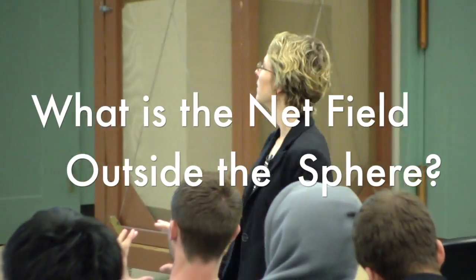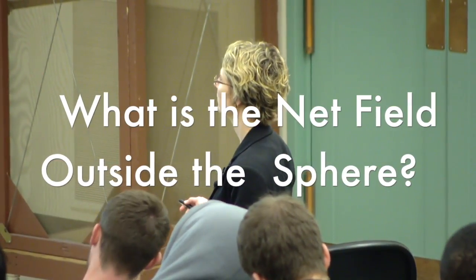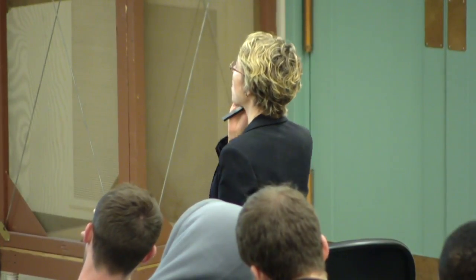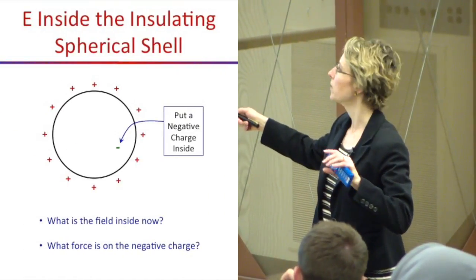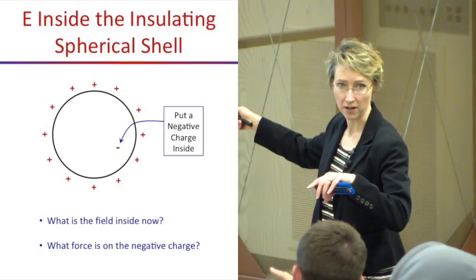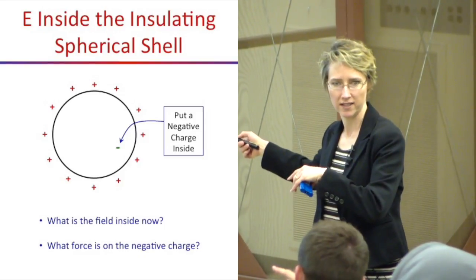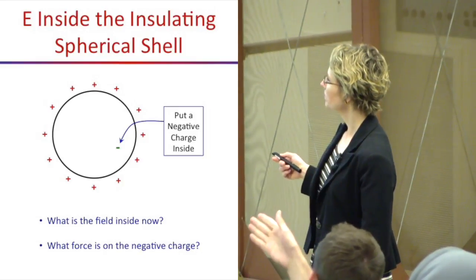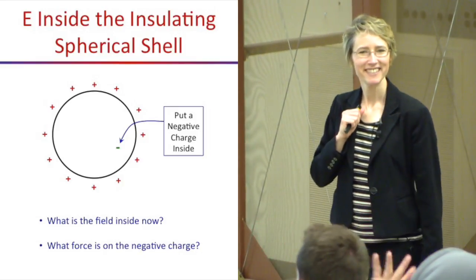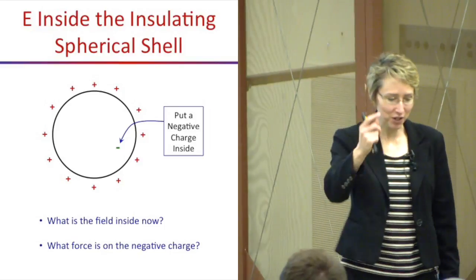What about the outside of the insulating shell, if there's the negative point charge on the inside? Oh, okay, that's a good question. So you're taking this one step further. You want to take my setup here, where it's an insulating sphere of charge, put the negative charge in the interior, and now what's the field outside? Is that the question? Okay, this is a good question.